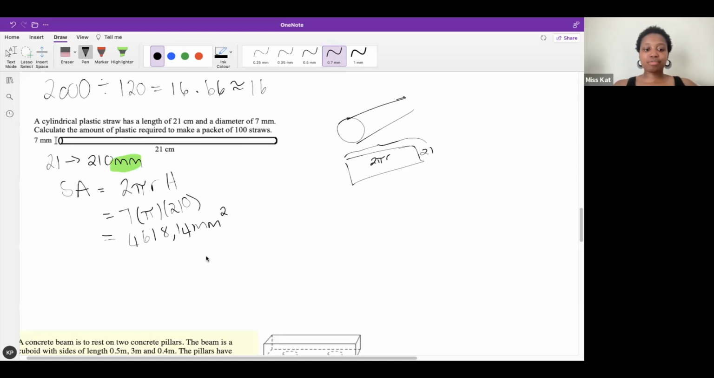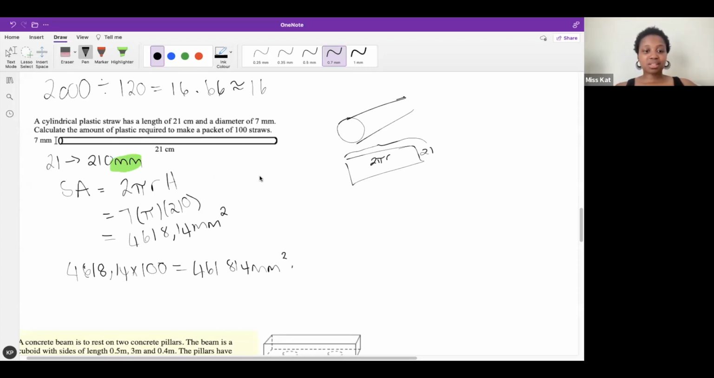But we want 100 of them. So what do we do with the surface area? Multiplied by 100. Here we go. 4,618.14 times 100. So how much are we going to need? 461,814 millimeters squared. Beautiful. Okay, guys, if you did it in centimeters, that's fine.